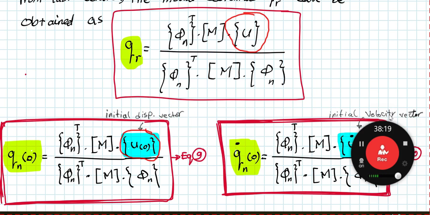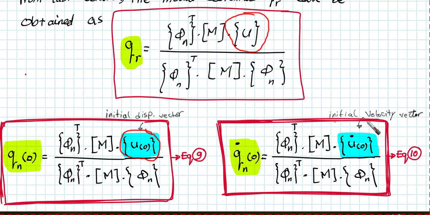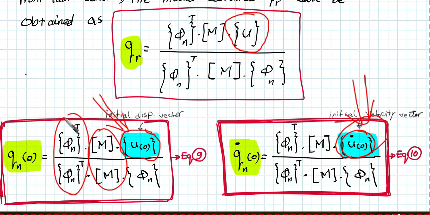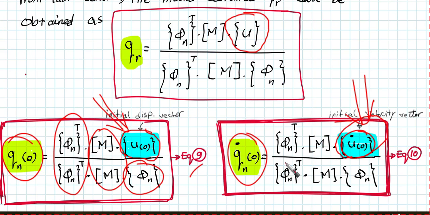So initial velocity vector, it is going to be here. This means that we now have the ability to solve, because we know the initial velocity vector, the initial displacement vector, the mass matrix commonly given, and the modal amplitudes vector already calculated before. Then we can obtain qn node and q dot n node. These are equations 9 and 10, because we are going to use them in the next lecture.